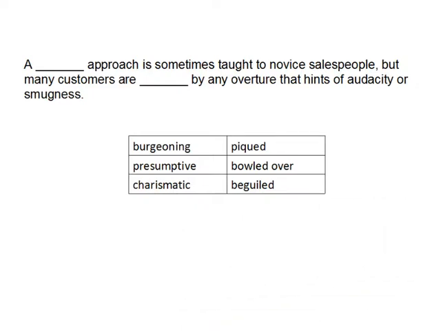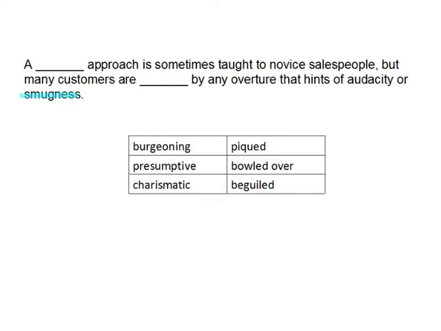All right, I'm curious which blank you started with here for filling in and eliminating. A blank approach sometimes taught to novice salespeople. No clue. We have really no information here regarding what we should put in the first blank, but we have a pivot. Okay. Many customers are blanked by any overture that hints of audacity or smugness. And here we have our first real clue into how this sentence is unfolding, that smugness is a bad thing.